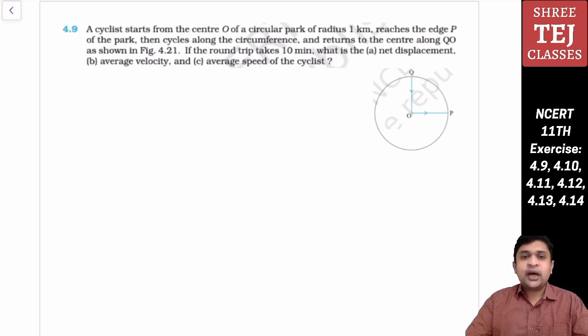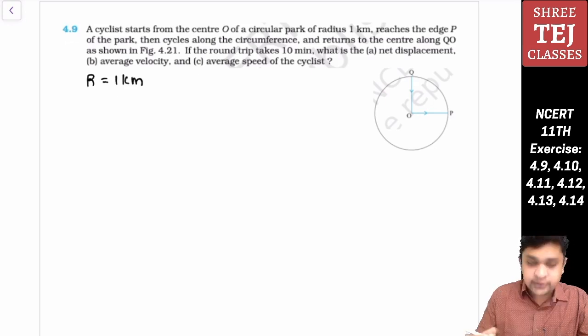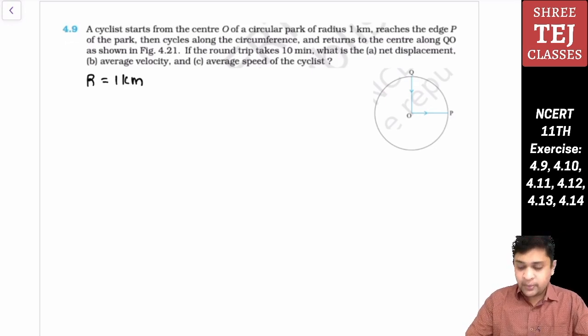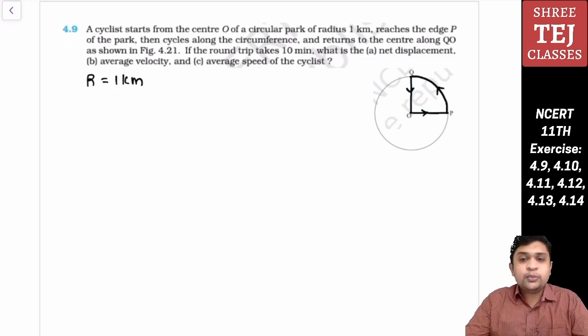A cyclist starts from the center O of a circular park of radius 1 kilometer. So radius R is given to be 1 kilometer. Reaches edge P of the park. So starts from O, reaches edge P, and then cycles along the circumference and returns along QO as shown in the figure. So goes from O to P, then along the circular track, and then back to O. So this is the motion of the cyclist.